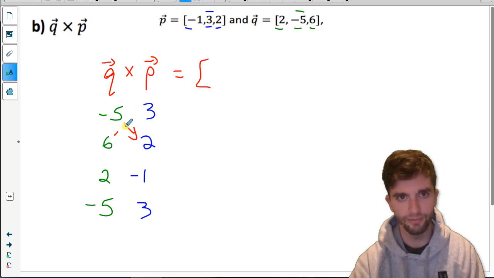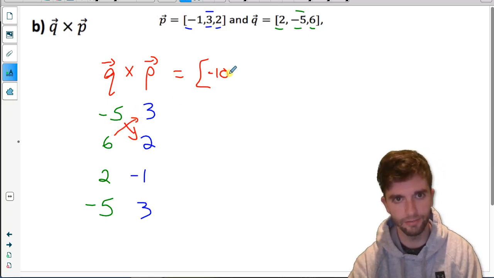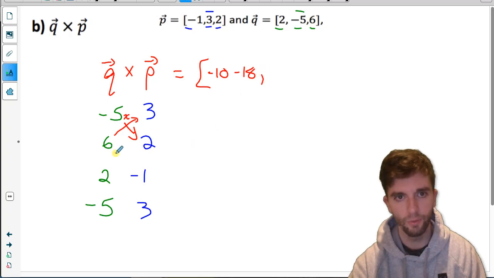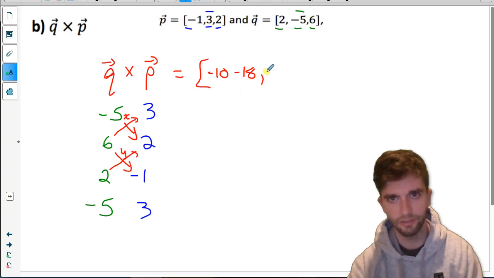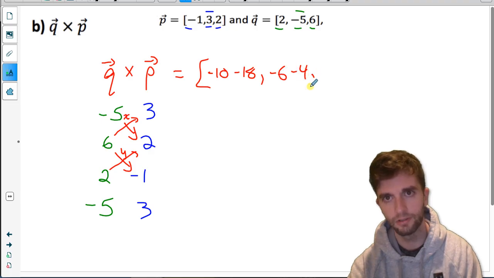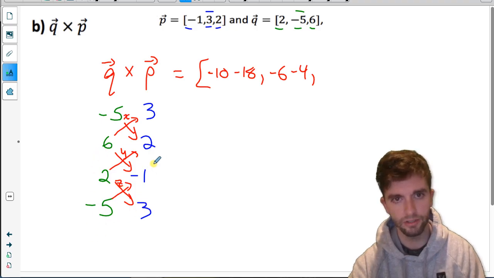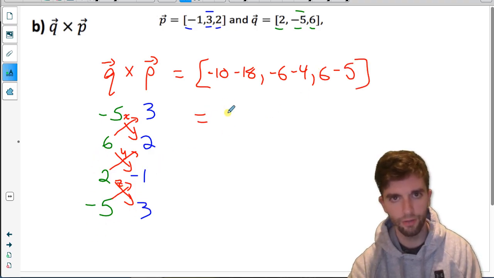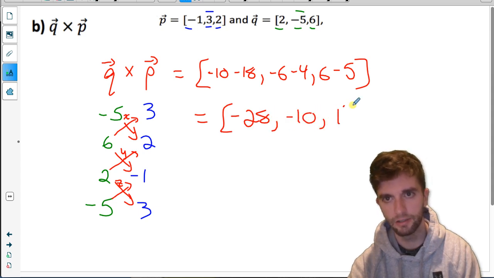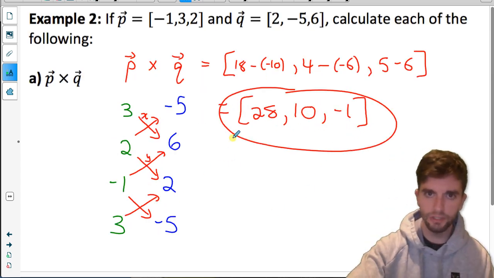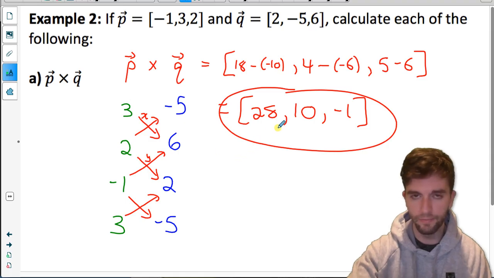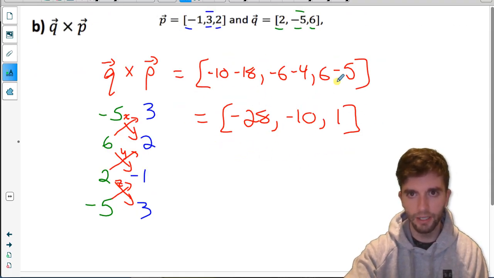The x component comes from that product minus that product, so -10 minus 18. The y component comes from that product minus that product, so -6 minus 4. And the z component comes from that product minus that product, so 6 minus 5. So q cross p is equal to -28, -10, 1. The exact opposite of what we got here, right? We could have just multiplied that by -1 and got this one.